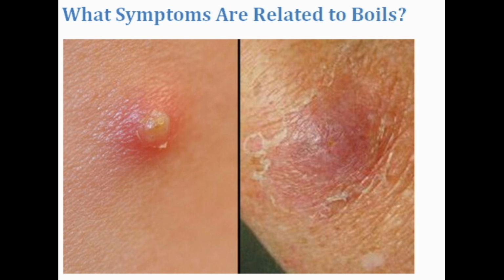Here are some symptoms related to a severe boil infection. The skin around the boil becomes red, painful, and swollen. Several boils may cluster around the original one, a carbuncle. A fever develops. The lymph nodes in the area become swollen.